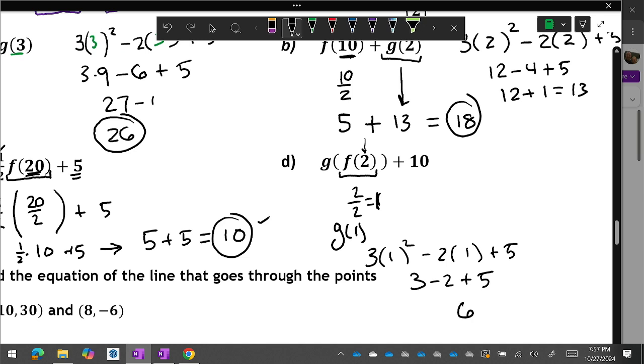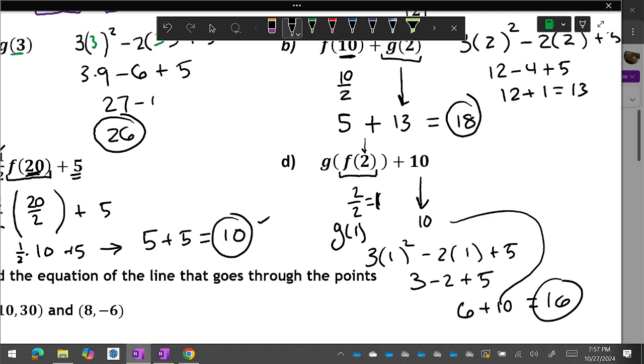But I've got a problem. Don't forget, there is a 10 here. Don't forget this 10. So I end up with 6 plus 10, which gives me the number 16. So 10 more than g of f of 2, or 10 more than the answer to g when you feed it the answer when you give f 2, is 16.